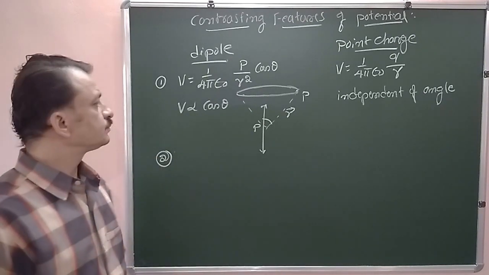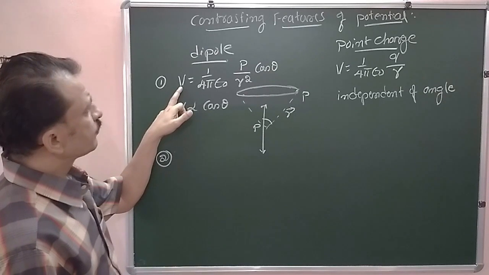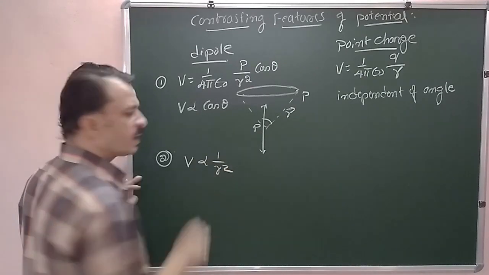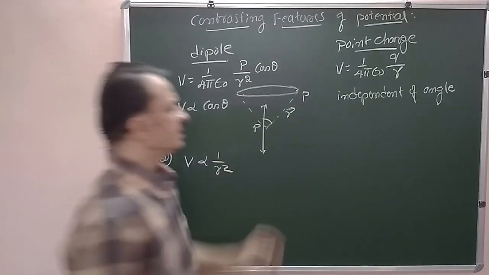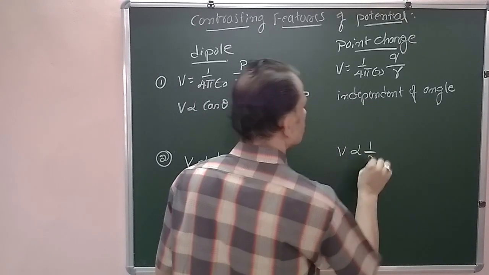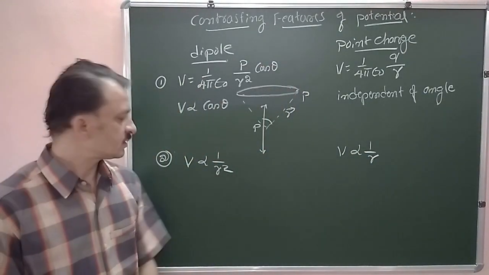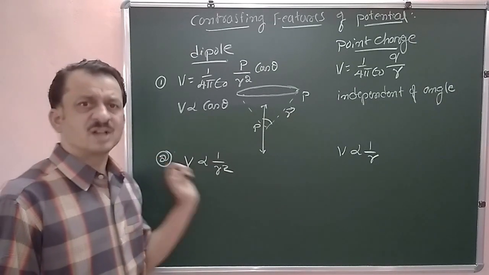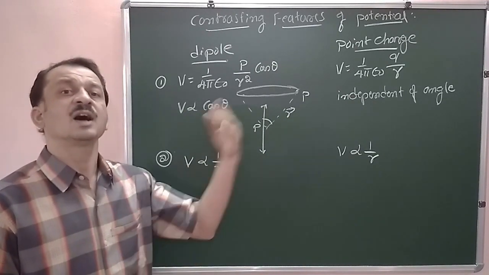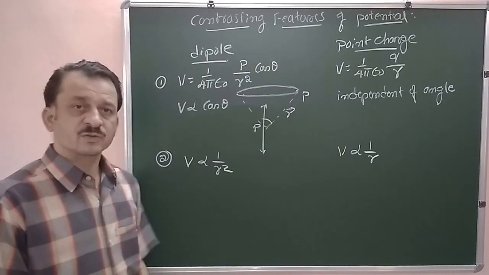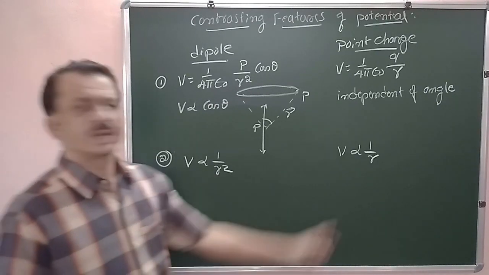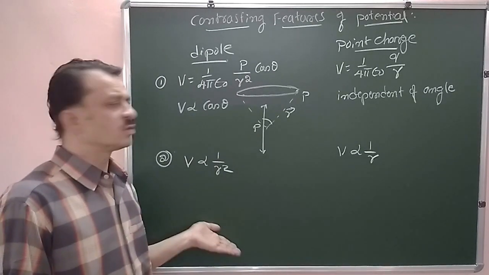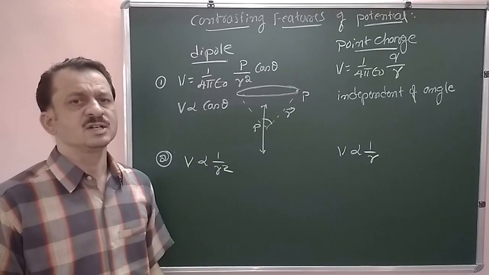And the second one: the potential due to a dipole is inversely proportional to R square. Therefore, V is proportional to 1 by R square. But here, for a point charge, the potential is inversely proportional to R. So the potential due to a dipole falls off suddenly at larger distances because of the inverse square dependence. Here it is inversely proportional to R, so the potential falls off gradually.